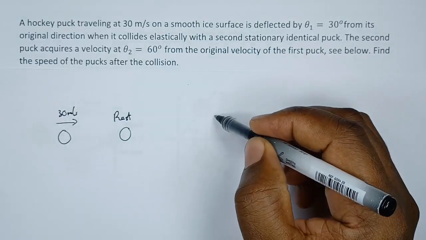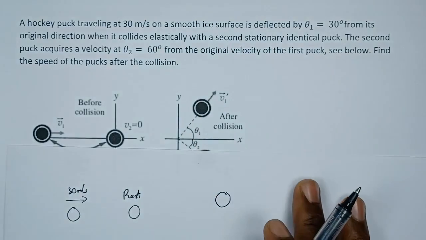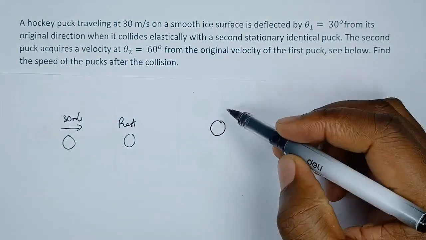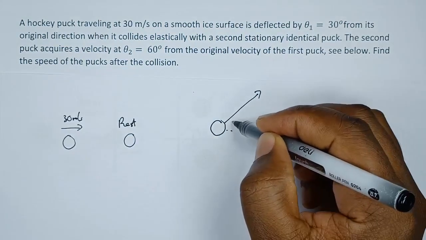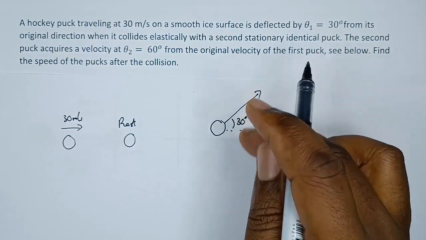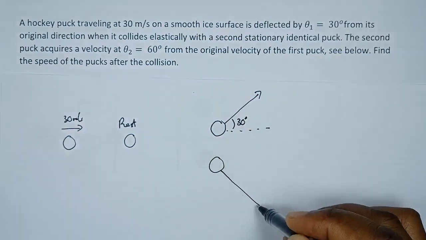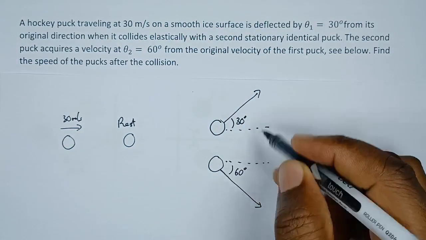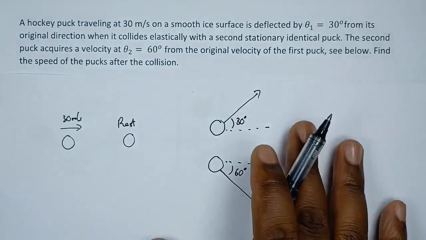Then after collision, this object that you see here went in a direction of 30 degrees above the positive x-axis. So this one went in this direction, which is 30 degrees with respect to the positive x-axis, while the other one went in this direction, which is 60 degrees with respect to the positive x-axis. So now the idea here is we need to find the components of these two.